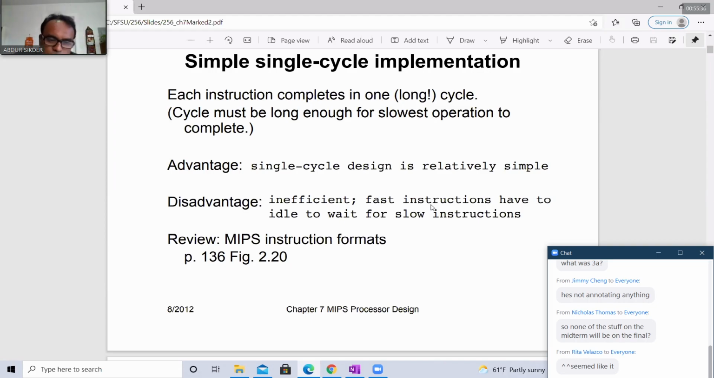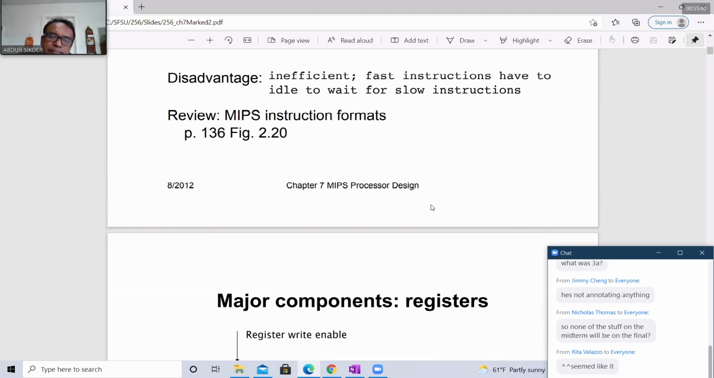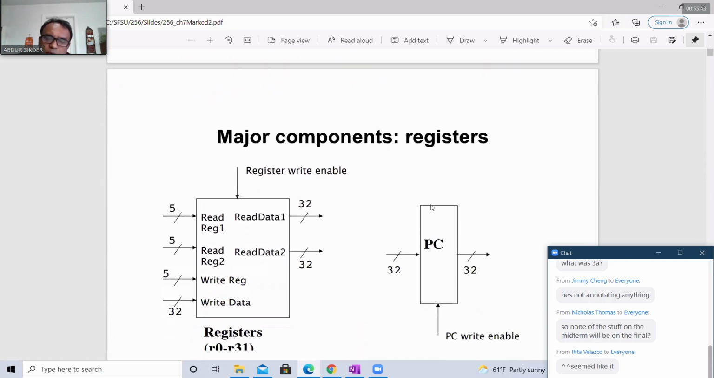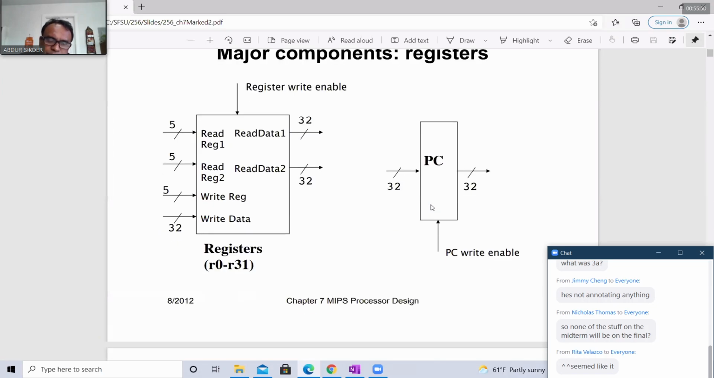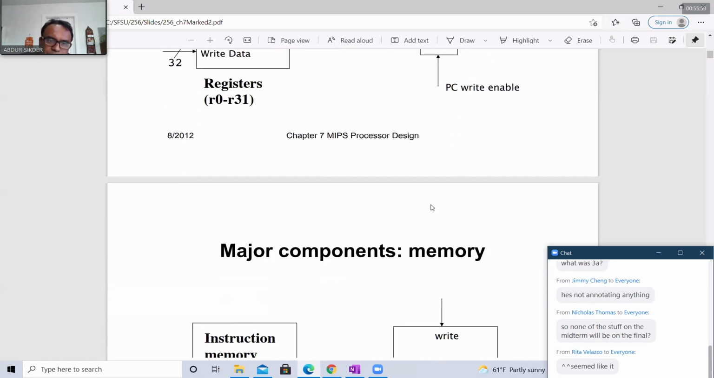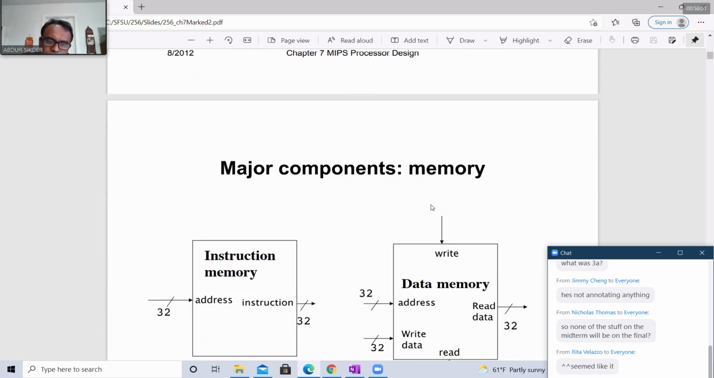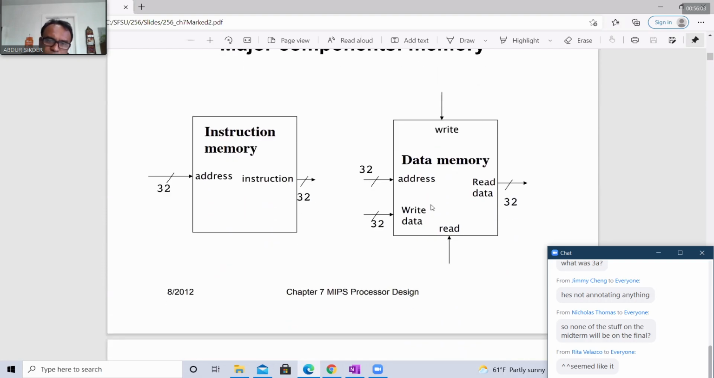So MIPS instruction formats, page 136, figure 220. If you have the book, you can see it. We already learned about the formats: R format, I format, and J format. The major components of registers: we have the read registers and write registers, write data, read data, and then the program counter. Okay, so R0 to R31 registers. The major components in the memory: instruction memory and data memory. So two types of memory, instruction and data.